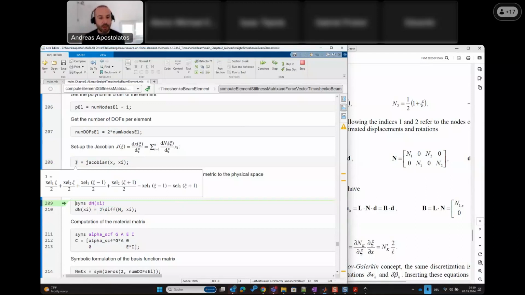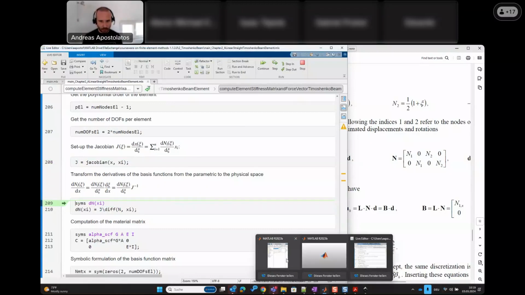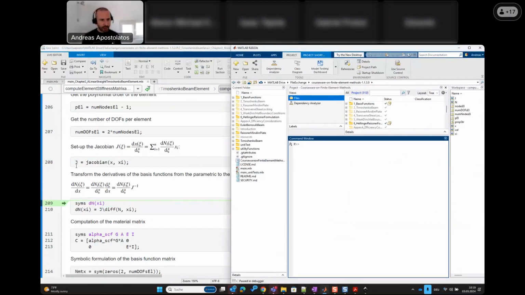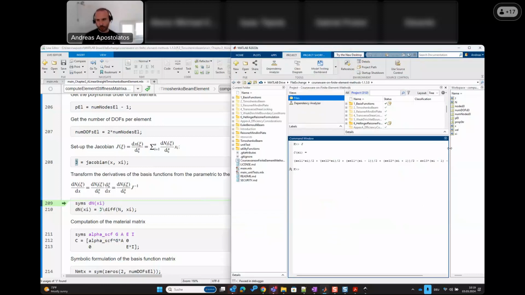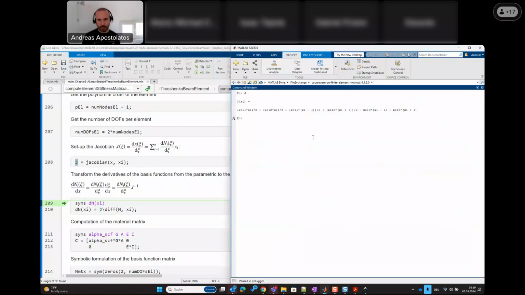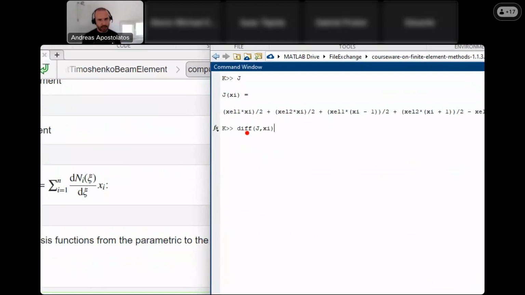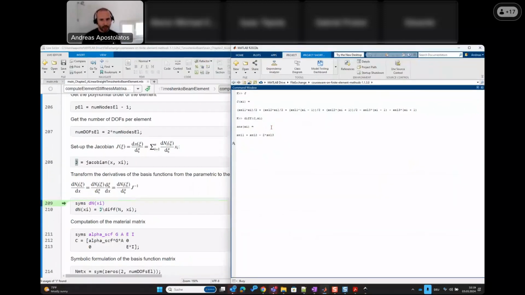However, that's constant. So let's go to MATLAB. If I take now this J, you see the expression in the command output window. I'm going to maximize that. Right here, I take the derivative of the Jacobian with respect to psi. Now that's actually constant, right? So you see that although the Jacobian is not constant, it's actually linear. So the derivative of the Jacobian is going to be constant, right?